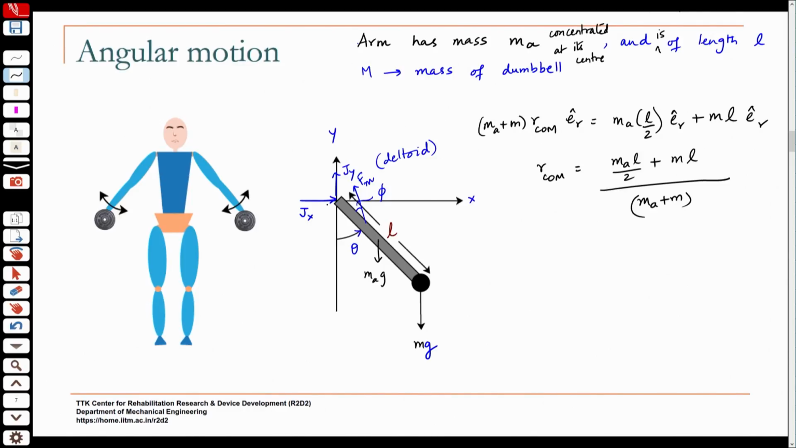If this is the center of mass, you compute I about the center of mass, which will basically be m a times this distance square, then m times this distance square. That will be your moment of inertia about the center of mass of the system. And then to compute the I about O, you will do this plus R COM square into m plus m a.